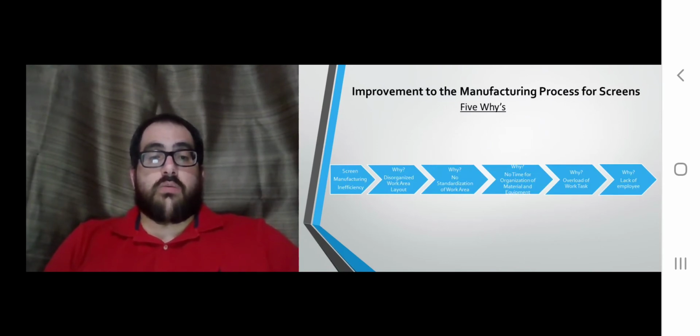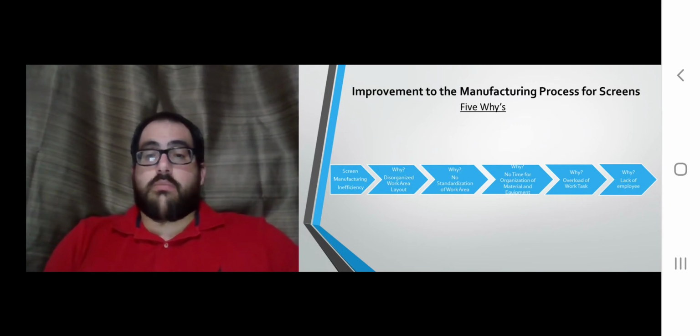In the five whys, we found as a fault the screen manufacturing efficiency. Why? Because their work area layout is not organized. Why? Because they didn't have a standardized work area. Why? Because they didn't have time to organize the materials and equipment.